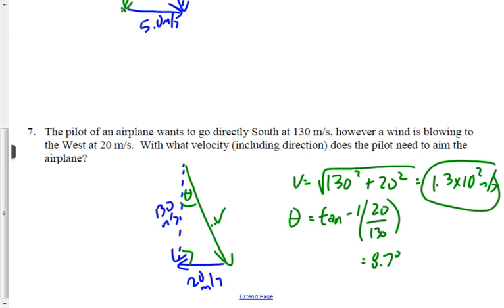8.7 degrees south of east or east of south. We're not measuring it from the south, we're measuring the angle from the east. Sorry, we're not measuring it from the east, we're measuring it from the south. So it's going to be east of south, yes. 8.7 degrees east of south. Got it?